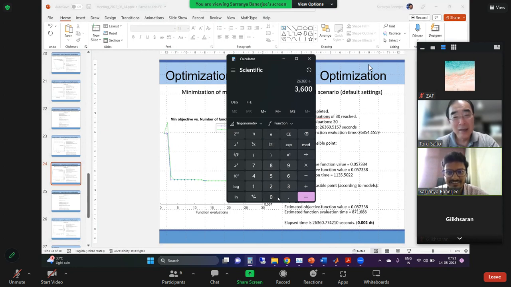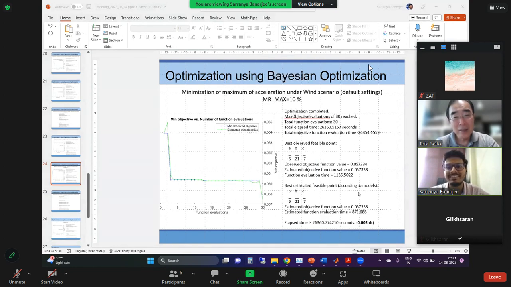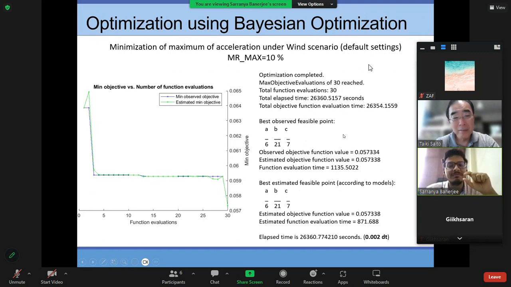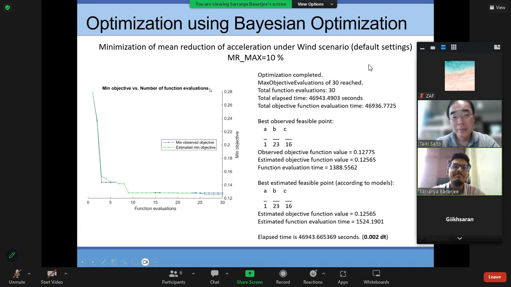I'll just check. Yes, it's 7.3 hours, and this is the case when we are not using the unbounded isolator simulations. Here we are only minimizing the maximum acceleration by the hybrid control, so we don't require the simulation of the isolation system as well. But when we have the mean of the reduction, we need both the hybrid control and the unbounded isolator control. So here it just doubles, so it's 14 or 15 hours of simulation to get the results.